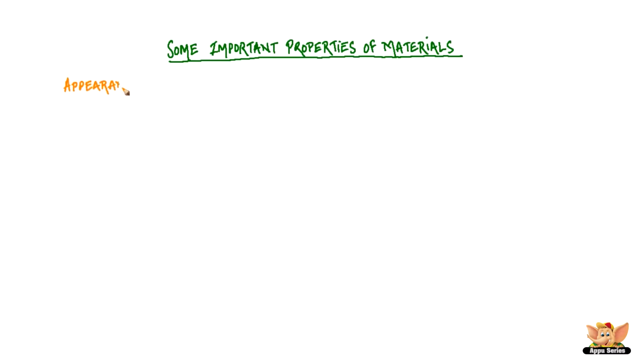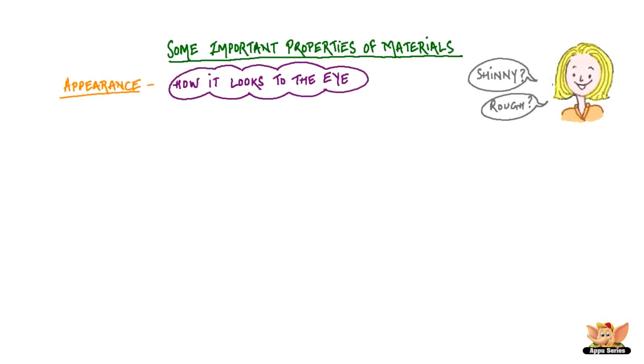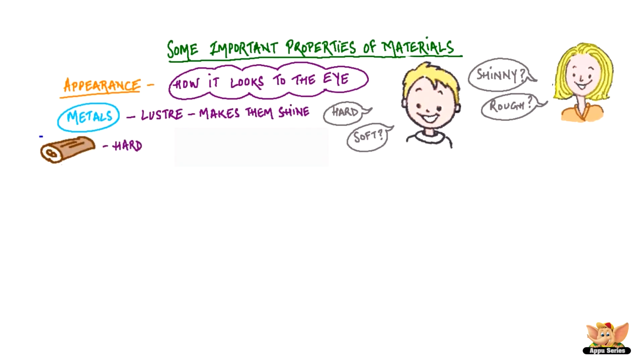Appearance. The first thing that you notice about an object is how it looks to the eye. Does it have a shiny appearance or rough? Does it look hard or soft? Metals usually have luster that makes them shine. Wood appears hard and cloth appears soft and light. So we can easily sort out objects made of metal from objects made of wood by just looking at its appearance.